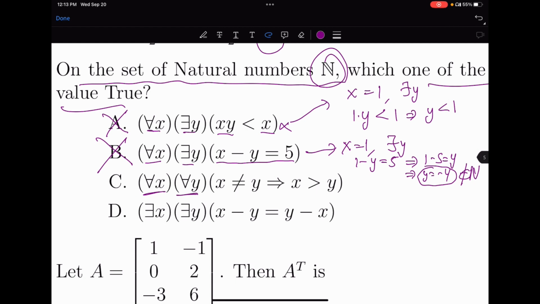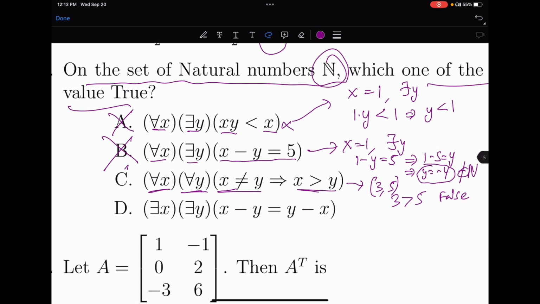For all x, for all y, x different from y implies that x is greater than y. This is also false, right? Because for all x for all y, meaning I can take 3 and 5, let x be 3 and y be 5. Obviously x and y are different, but 3 greater than 5 would be a false statement. Therefore c is also not an answer.